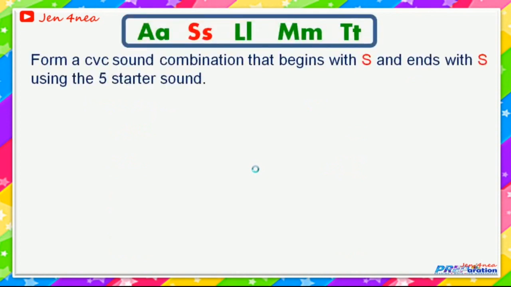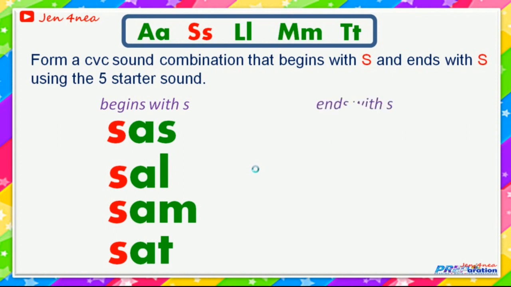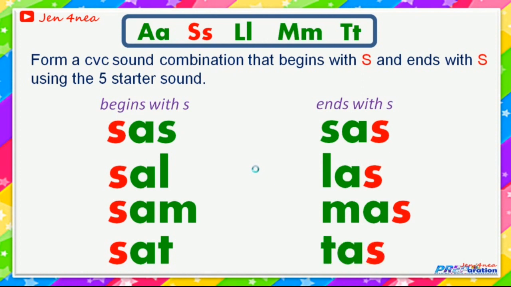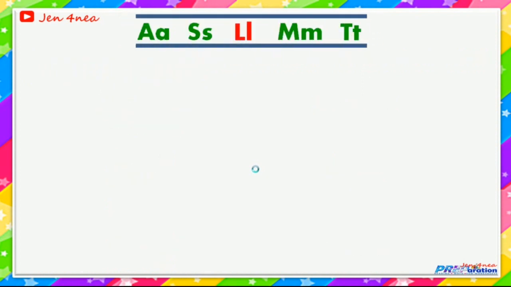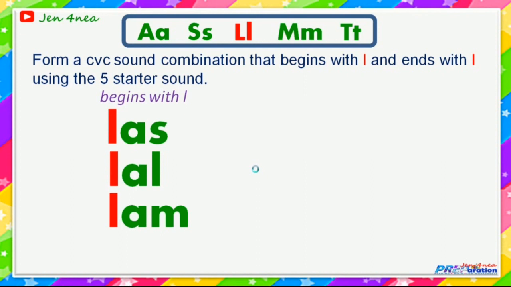Form a CVC sound combination that begins with S and ends with S using the 5 starter sounds. Begins with S. Ends with S. Form a CVC sound combination that begins with L and ends with L using the 5 starter sounds. Begins with L. Ends with L.